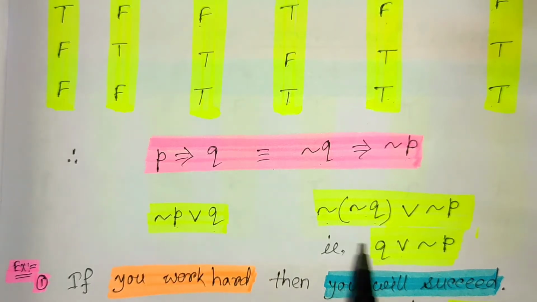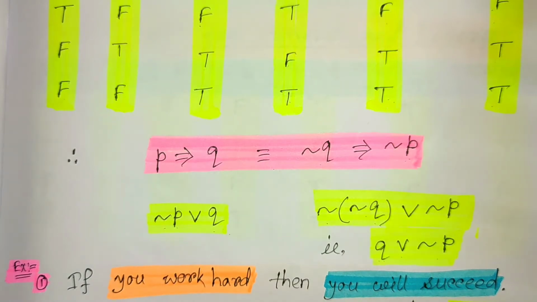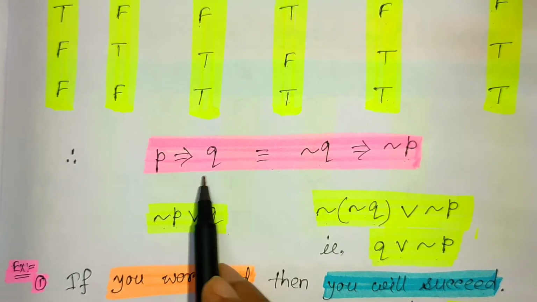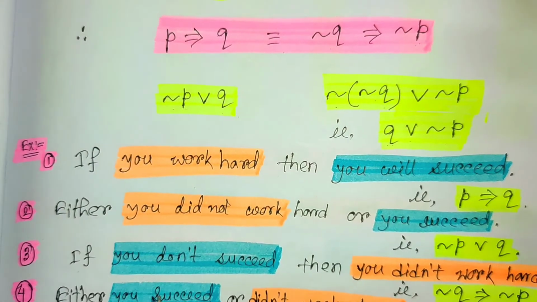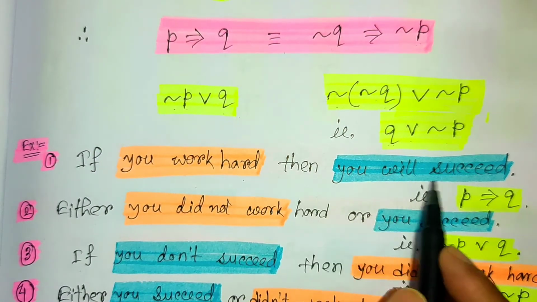So, now just compare these two. This is not P or Q and this is Q or not P. So, these are commutative because whatever the propositions, whichever we take first, the outcome remains the same. So, from here also we can verify that these two are the same statements, and in this way we can prove that these two are identical statements or equivalent. So, if we take one example, suppose for the example we say: if you work hard then you will succeed.